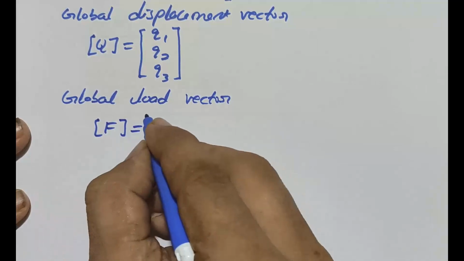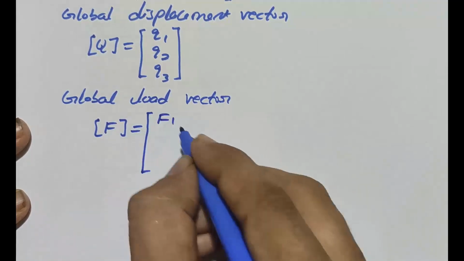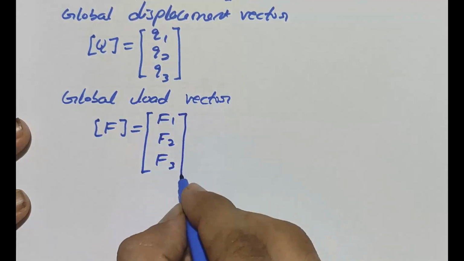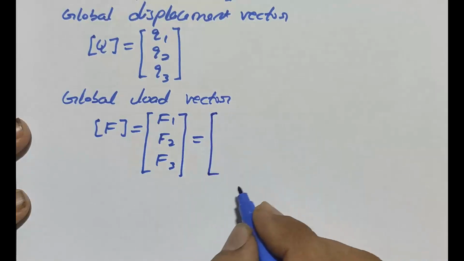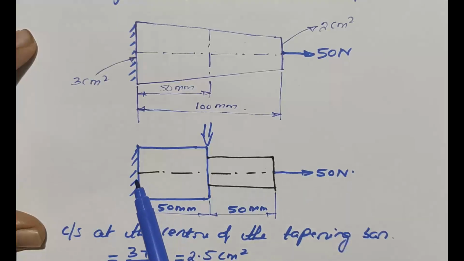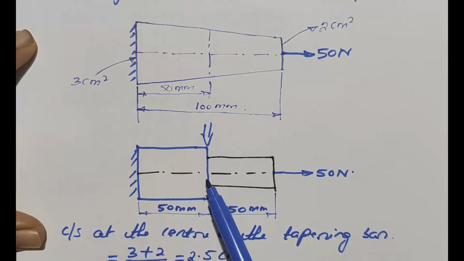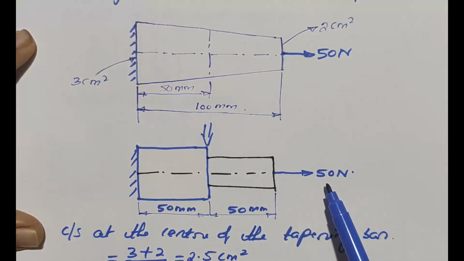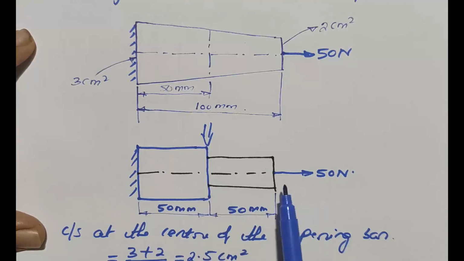F is equal to F1, F2, F3. See the figure: F1 means force acting at node number 1. Here there is no force, so F1 becomes 0. Similarly, F2, force acting at this point, again it is 0. F3, that is force acting at node number 3, is equal to 50 Newton. So F1, F2, F3 becomes 0, 0, 50.